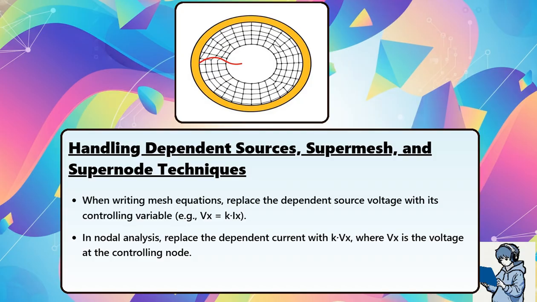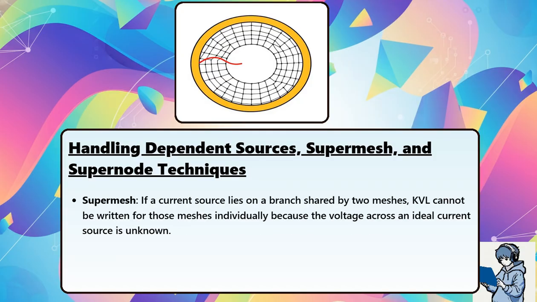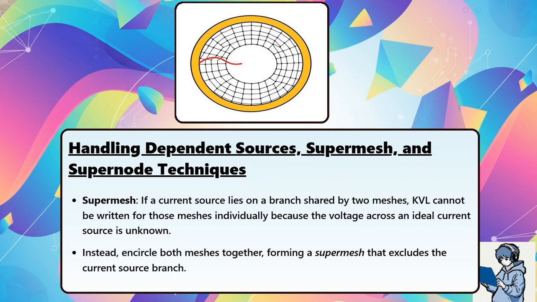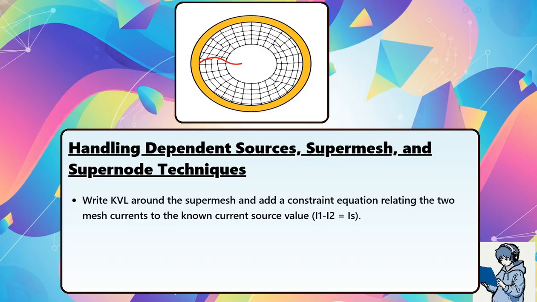Supermesh. If a current source lies on a branch shared by 2 meshes, KVL cannot be written for those meshes individually because the voltage across an ideal current source is unknown. Instead, encircle both meshes together, forming a supermesh that excludes the current source branch. Write KVL around the supermesh, and add a constraint equation relating the 2 mesh currents to the known current source value: I1 minus I2 equals Is.